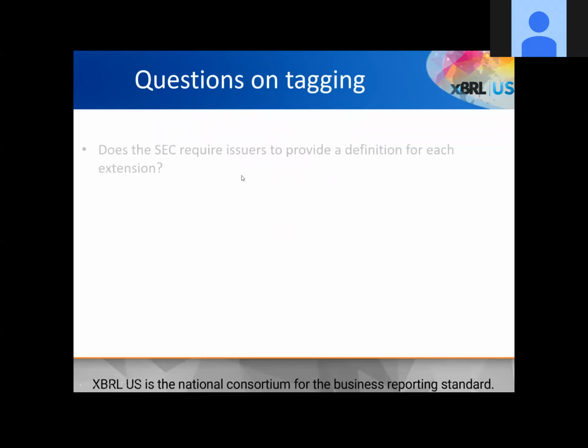Okay, great. Thank you. We've got a few questions on tagging here, and some of these may be pretty simple, quick answers. So first question is, does the SEC require issuers to provide a definition for each extension? We do not. Rule 6.6.24 in the Edgar Filer Manual does require you to provide a definition under one specific circumstance, which is when you have items on the face financials and it's a custom element and it does not have a debit or credit balance. You have to provide something that disambiguates what the sign is supposed to be.